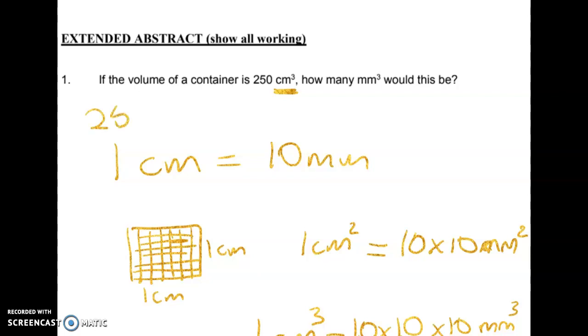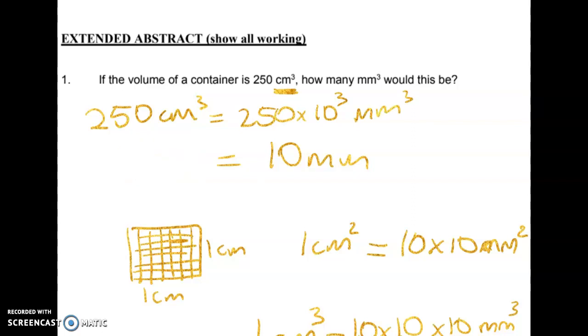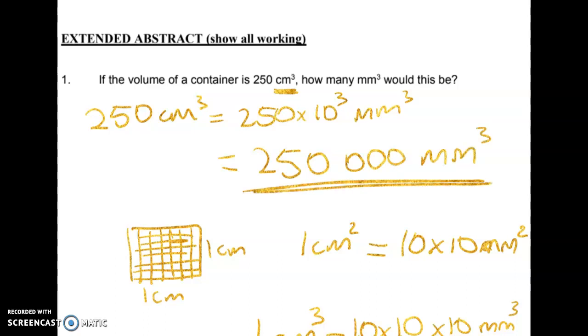So we're going to have 250 centimetres cubed is equal to 250 times 10 to the power of 3 millimetres cubed. Let's just erase a little bit of this. Sorry for the last minute itis. So that gives me 250,000 millimetres cubed.